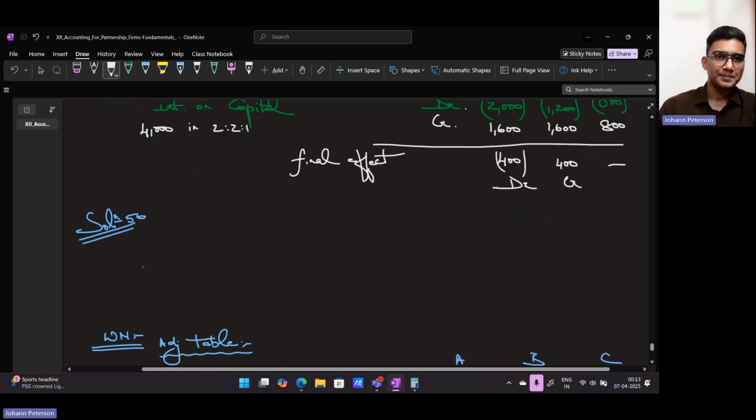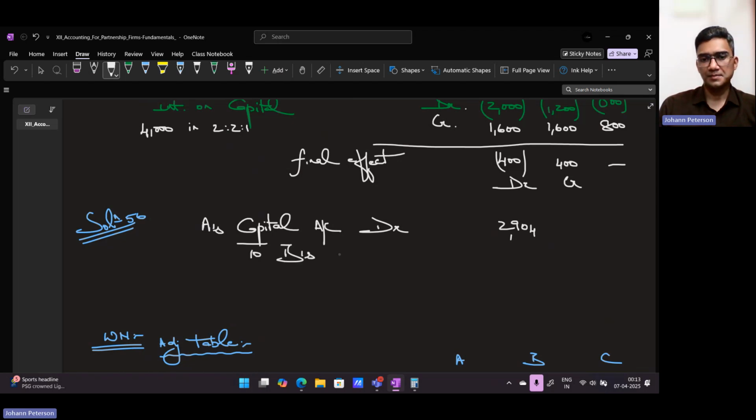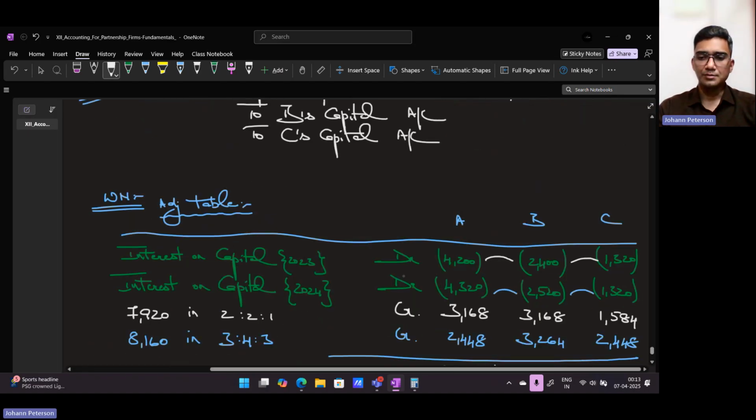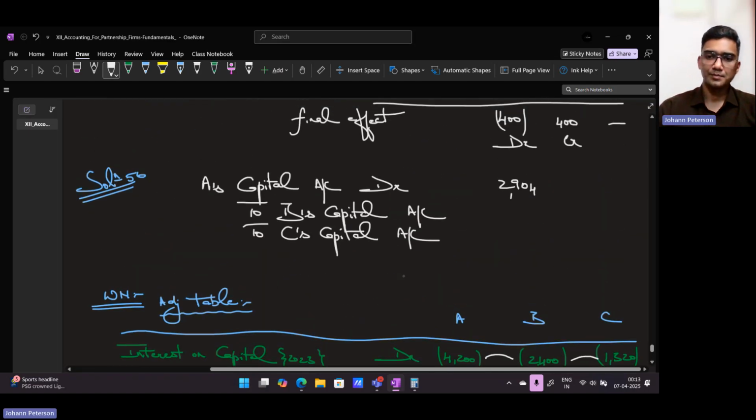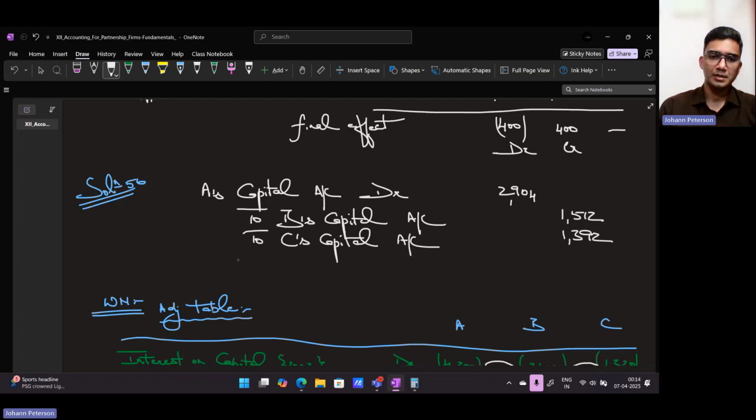So we will write our answer. A's capital account, debit 2904 to B's capital account to C's capital account. Let's see the amounts. It is 1512 and 1392. Narration is being rectified.